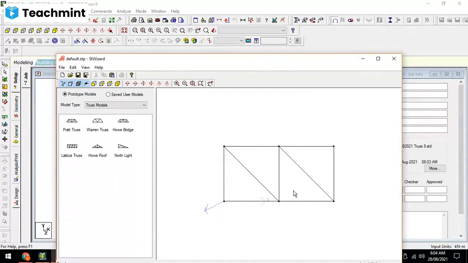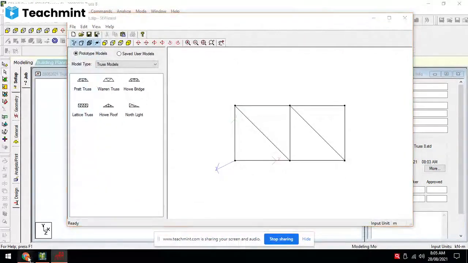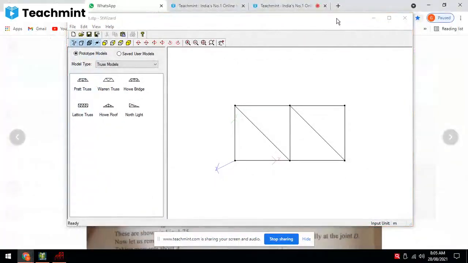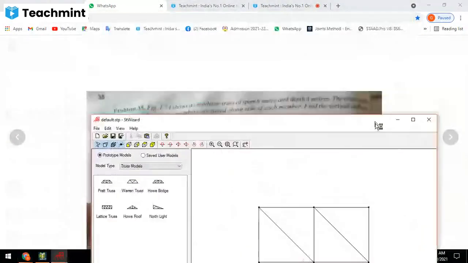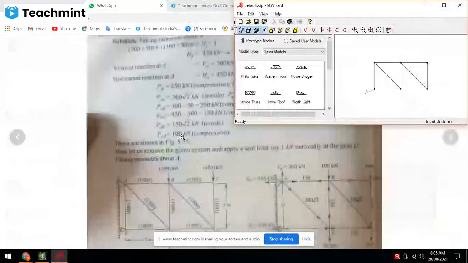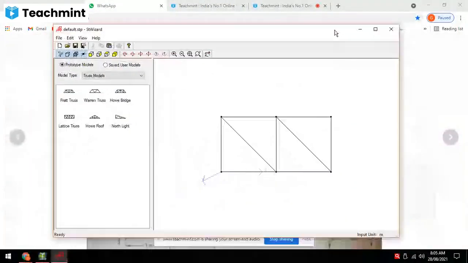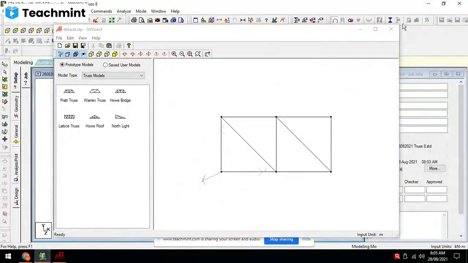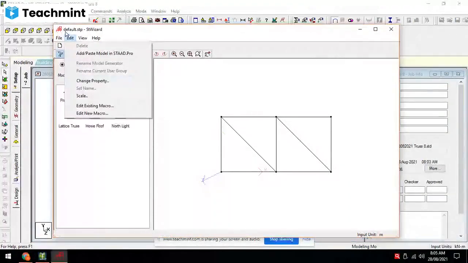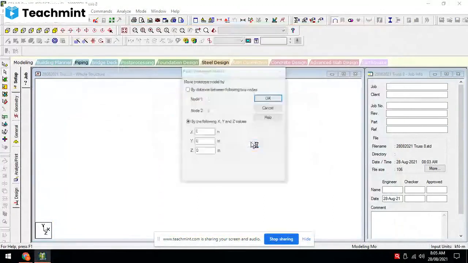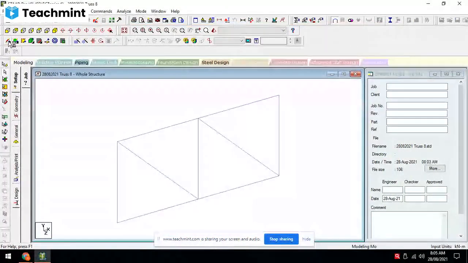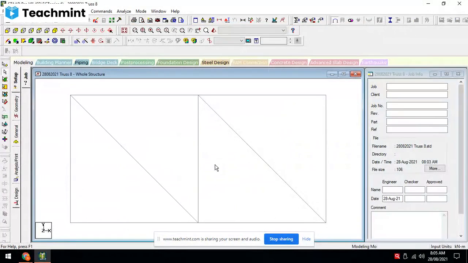So the same truss is here. We'll see whether we will get the same truss. Yes, we got the same truss. So file, merge with Staad Pro, yes, okay. So we get this truss. We can go to the structure wizard also. Click on the lattice girder.